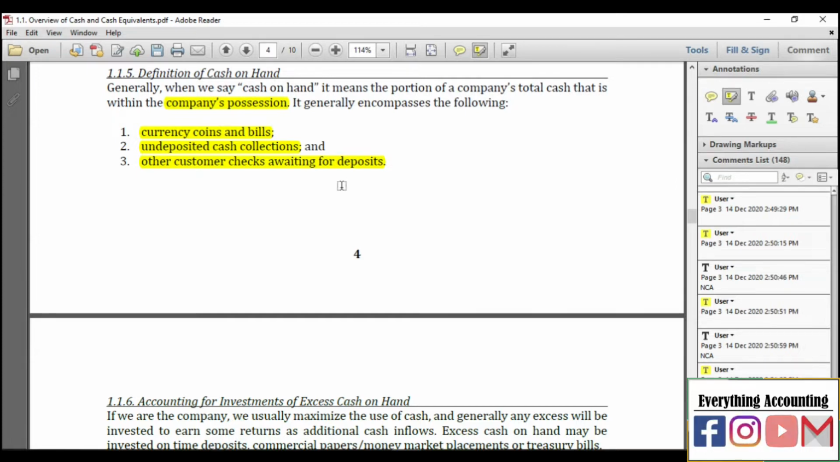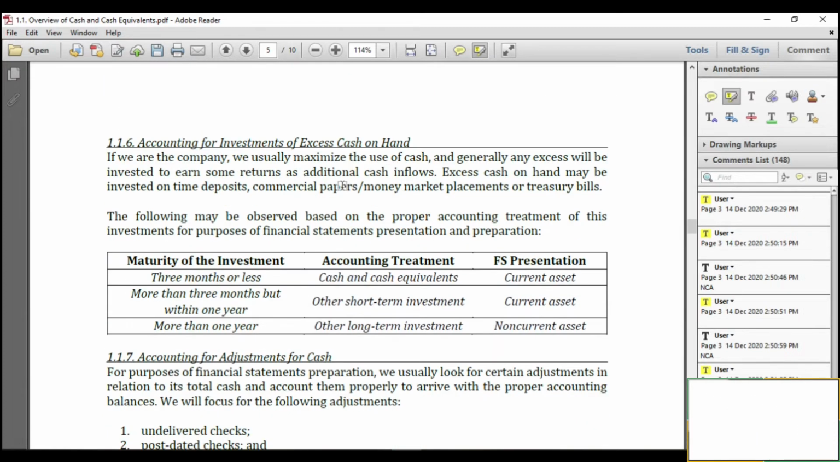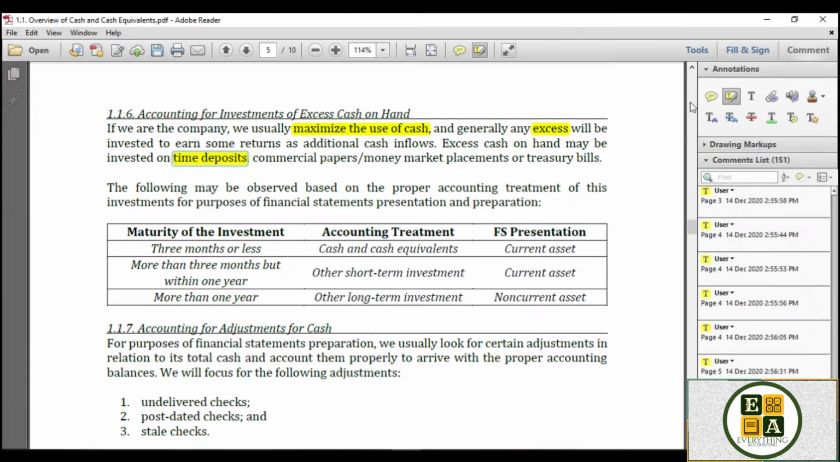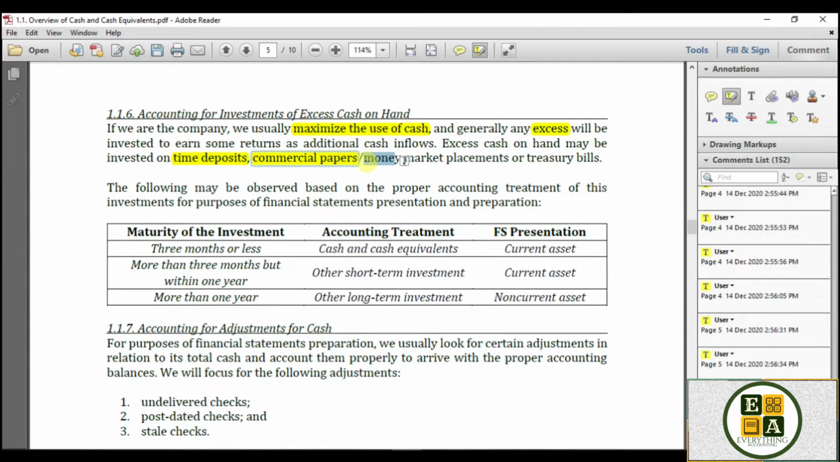Now, kapag merong cash on hand yung isang company, basically yung ginagawa is to avoid being stagnant or idle, yung ginagawa ng company to maximize the use of its cash, yung excess, yung ginagawa niya is to invest it to time deposits. Kasi time deposits, nag-earn ng interest income yan. Either to, also to commercial papers or money market placements. Then we also have treasury bills. So basically, yung papupuntahan dito is mga investment that somehow would qualify as cash equivalents. Yung main purpose dito is to earn some returns as additional cash inflows. Okay? You are gaining cash out of cash.